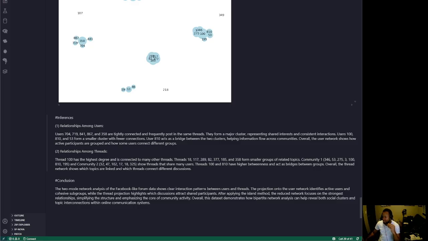Overall, this dataset demonstrates that bipartite network analysis can help reveal both social clusters and topic interconnections while users communicate online within the system.